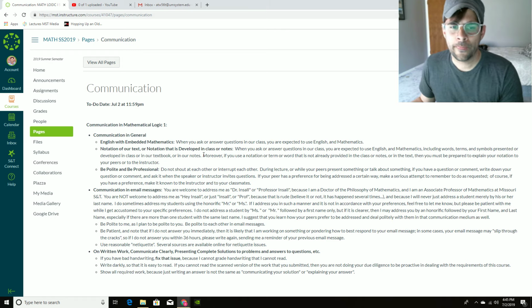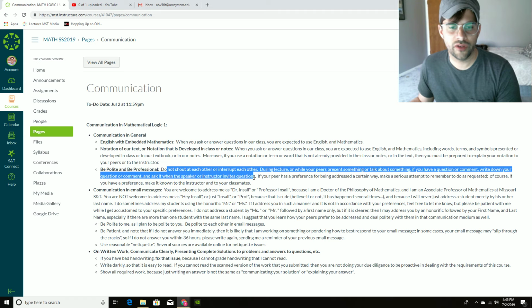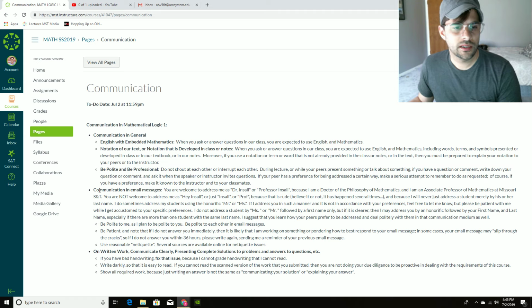Then the second part of this is be polite and professional. I think that goes without saying. We don't need to talk over each other or interrupt each other. When you interrupt each other, basically you take the speaker out of their train of thought, and sometimes, depending on the person, it can be hard for them to get back to where they were going originally. Also, you may agree with the person at the end of what they're saying, but not necessarily at the beginning. So you need to let them get their point across so that you can decide if you have a question about it or not. So that's just general professionalism and being polite.